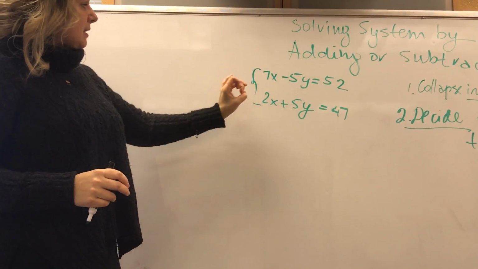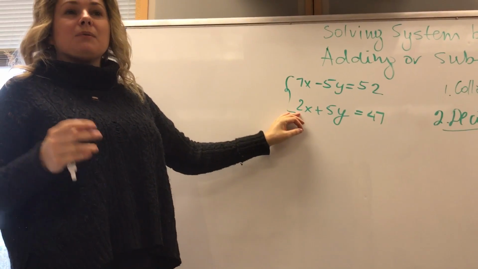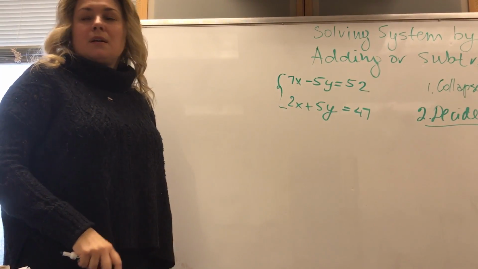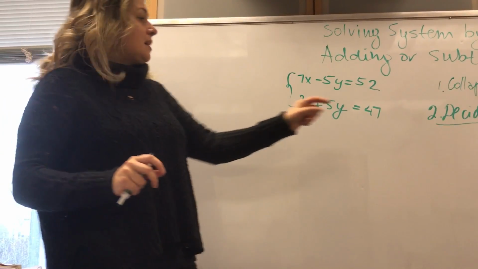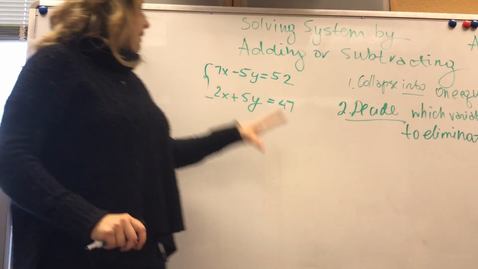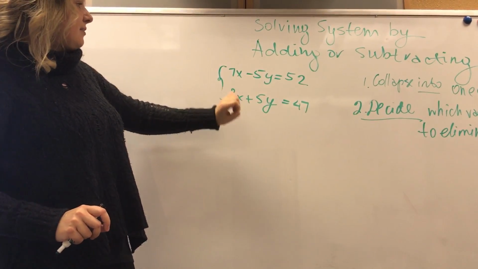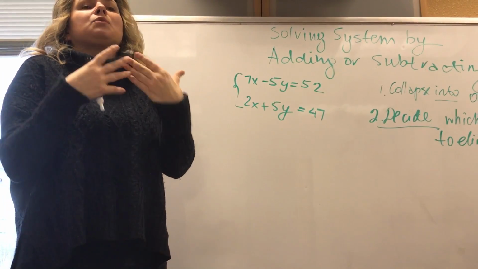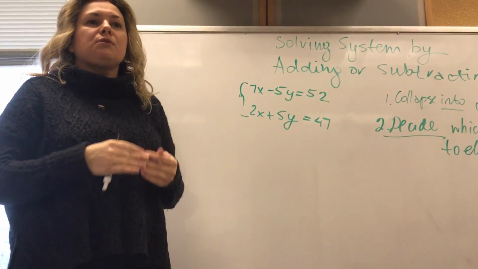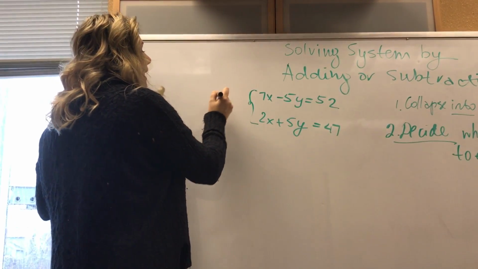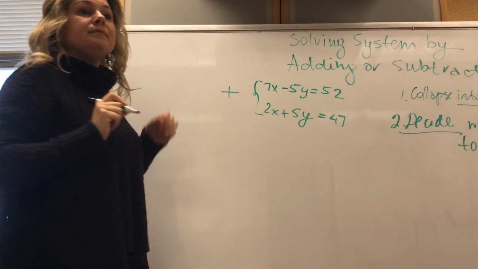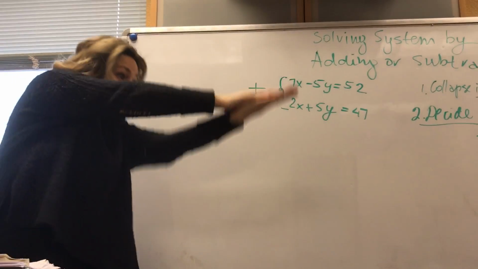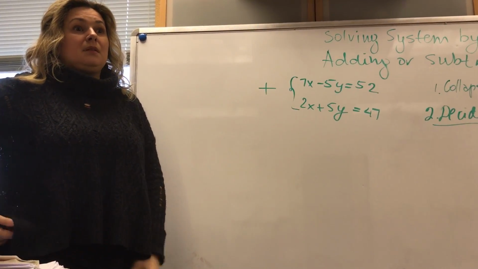If I add my 7x and 2x, I will have 9x. So it doesn't help me because I need to eliminate one. If I add negative 5y and 5y, they disappear. So this is what I am going to choose to do for these two equations. I am going to add them. Question? I'm going to collapse them like this.